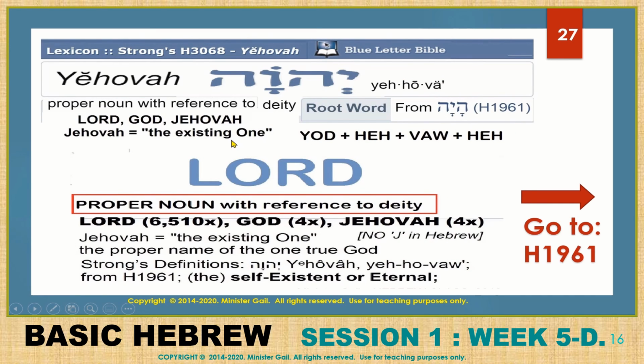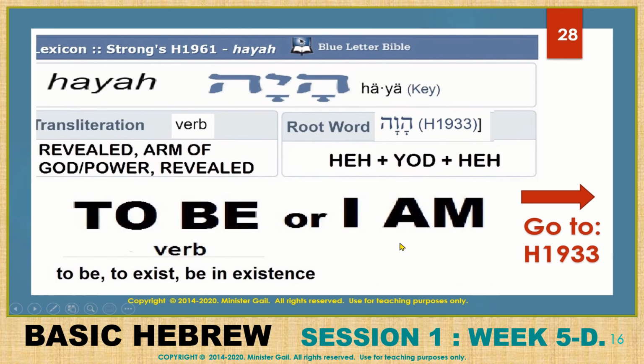Here's Jehovah. Now, Jehovah, if you want to dig deeper in Hebrew through your Strong's Concordance, this is not the root word. It says Jehovah comes from a root word, H1961. So let's go look at 1961 and dig deeper into the word Yehovah. It comes from the word Haya, H-A-Y-A-H. Haya. To be or I am. To exist. A verb.